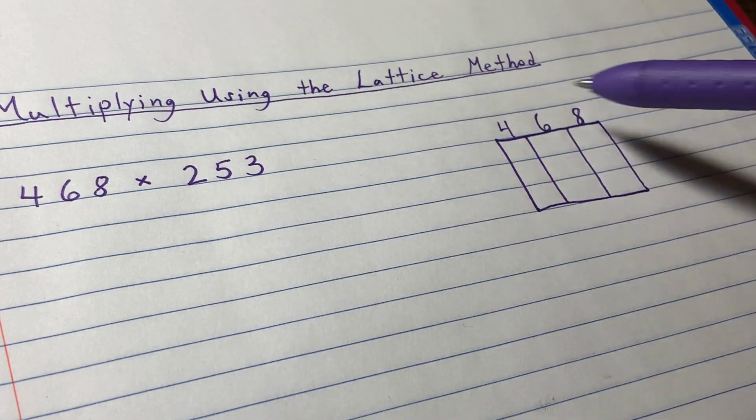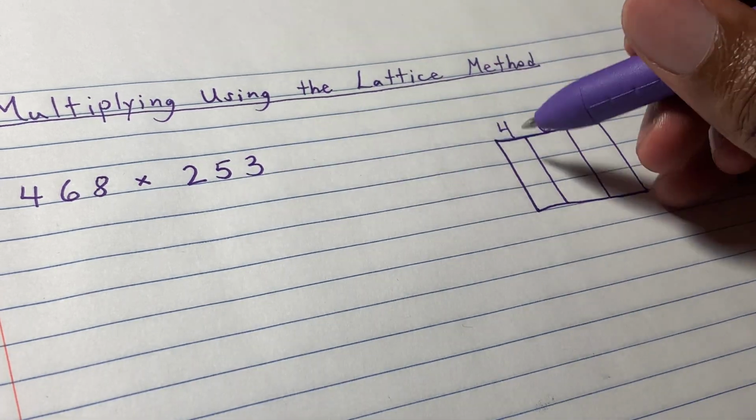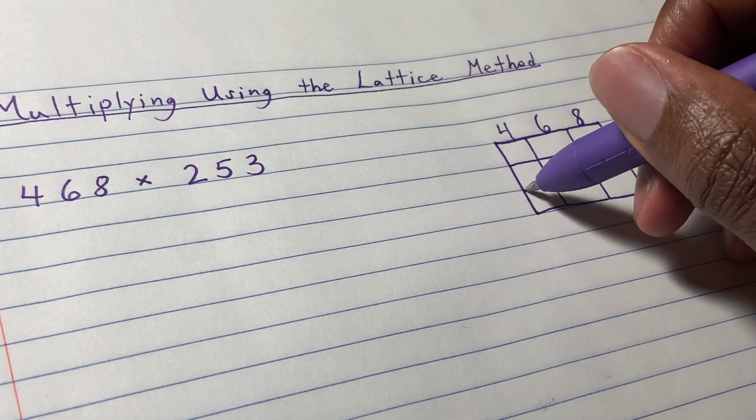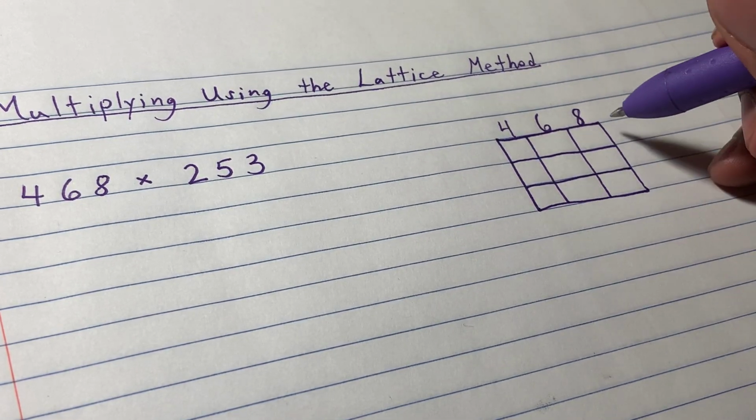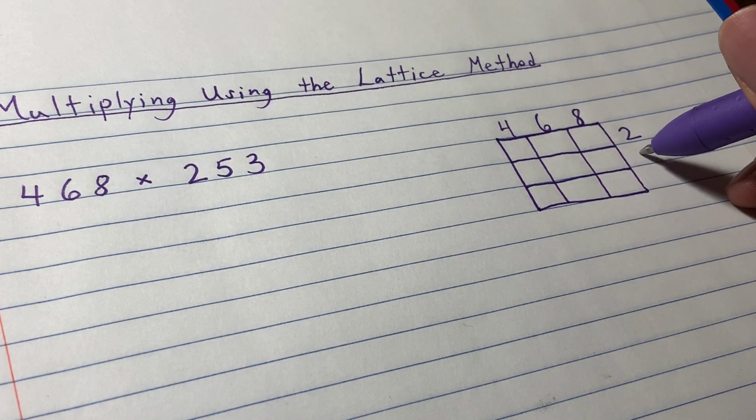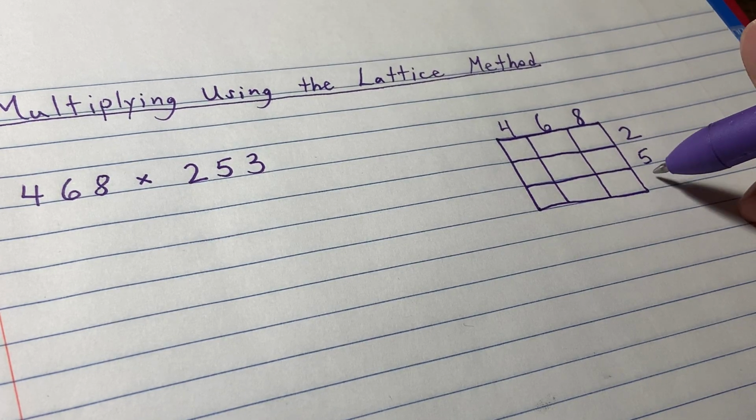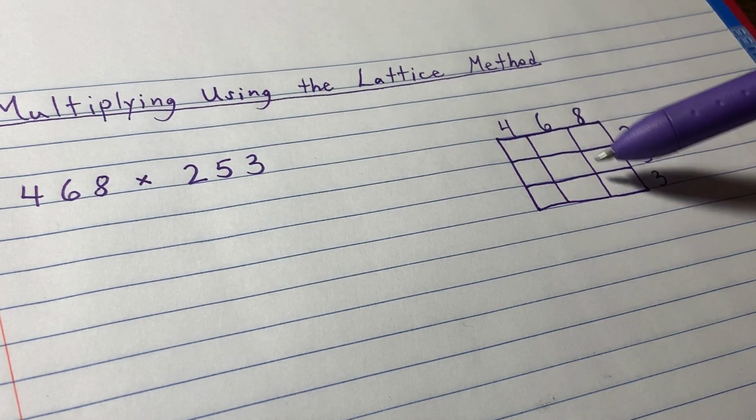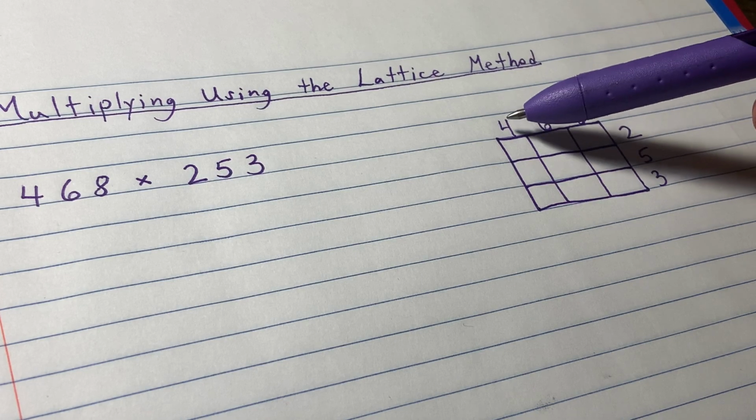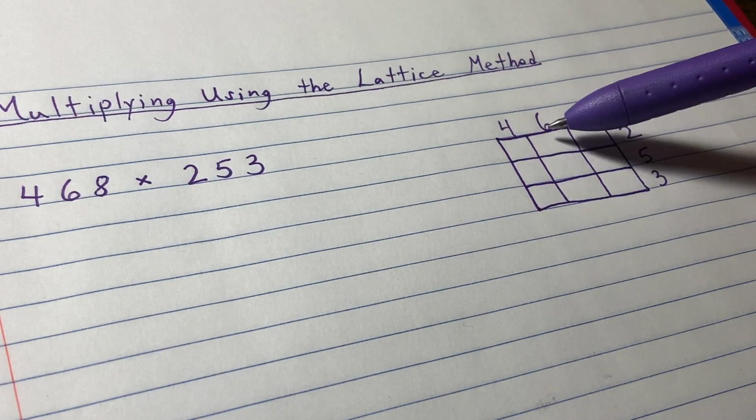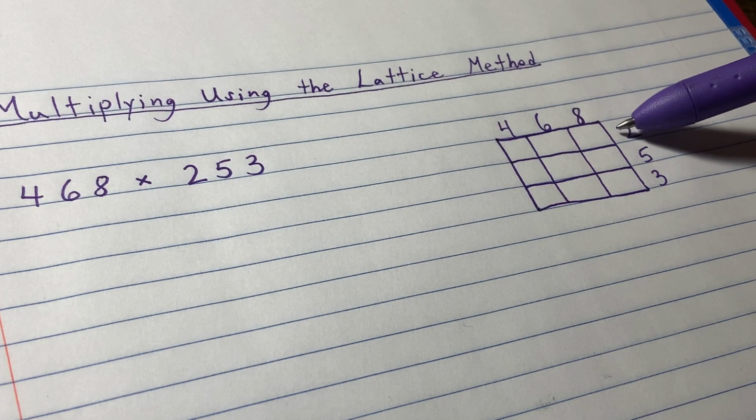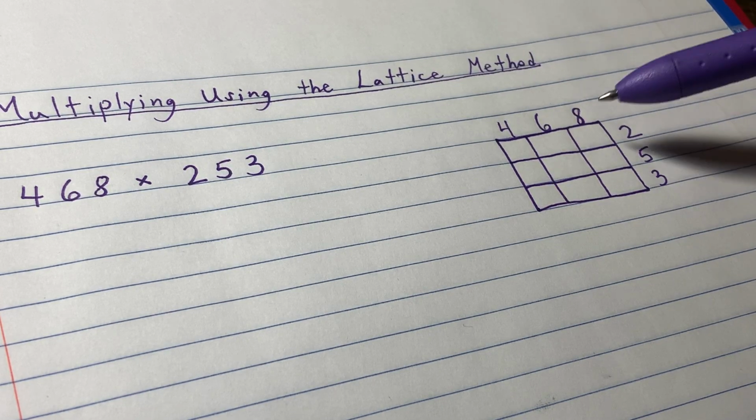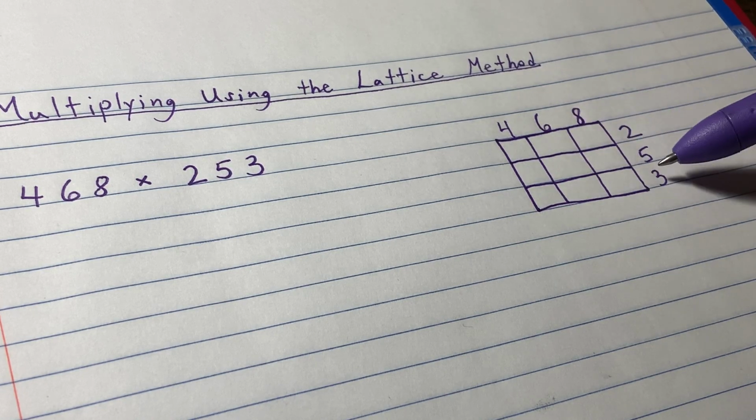I'm multiplying a 3-digit number by another 3-digit number, so I'm going to need 3 rows going across. Okay, so 253. Again, these 3 columns correspond to the number 468, right? This column for the 4, this column for the 6, this column for the 8, and these 3 rows correspond to each digit in the number 253. This row for the 2, this row for the 5, this row for the 3.